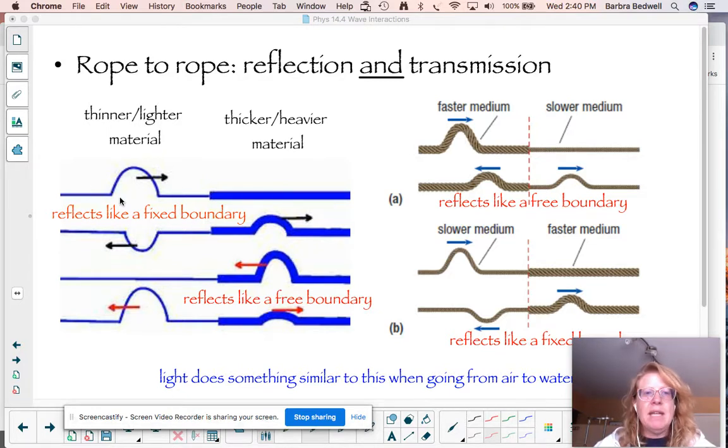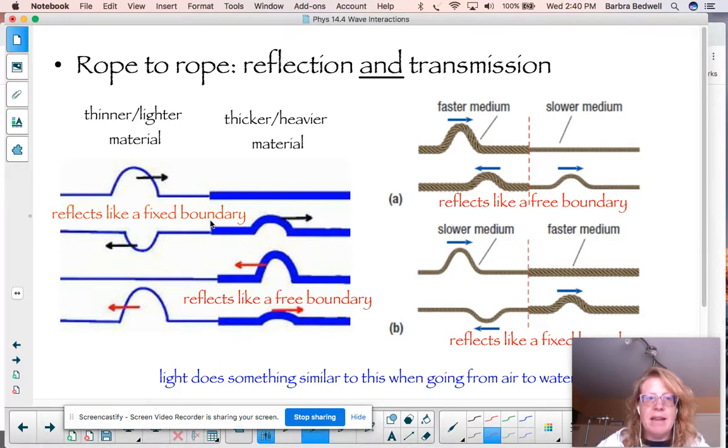But if you have an incoming wave on a light material, and then it hits this heavy material, this heavy material is going to act at this boundary right here.